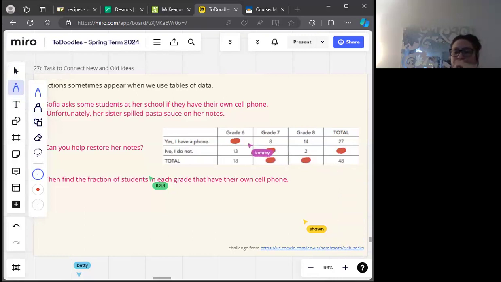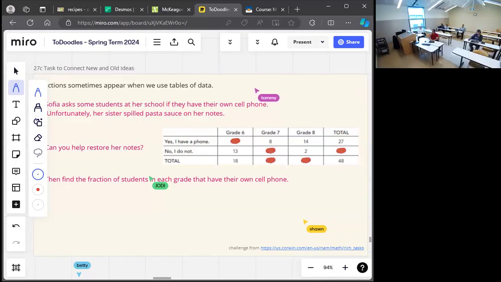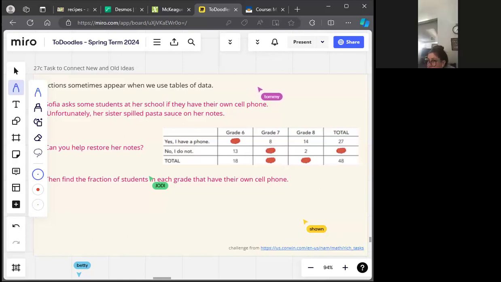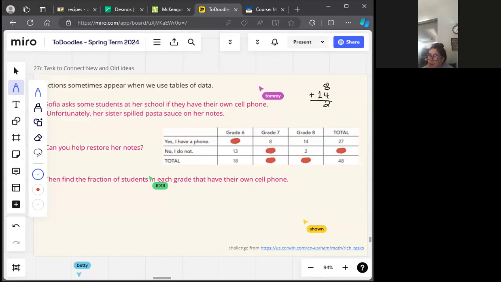What did you say, Betty? I have an idea. You add on the first one, you add 8 and 14, and you can check how much that is. To get to the 27, you just look at how many you need to go to the 27.